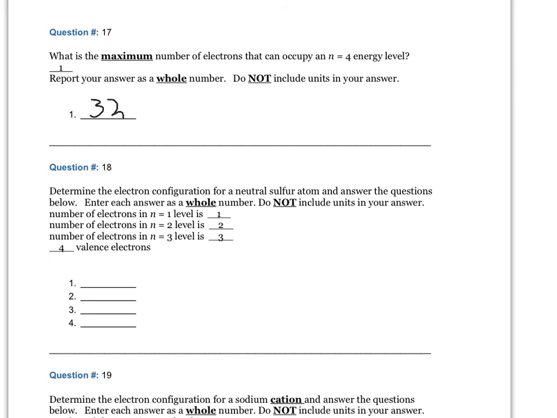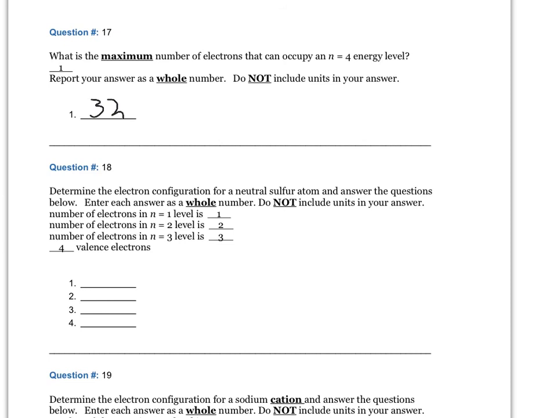Question 18. Determine the electron configuration for a neutral sulfur atom and answer the questions below. Enter each answer as a whole number. Do not include units in your answer. Number of electrons in the n equals 1 level is blank. Number of electrons in n equals 2 level is blank. Number of electrons in n equals 3 level is blank. And then blank valence electrons.